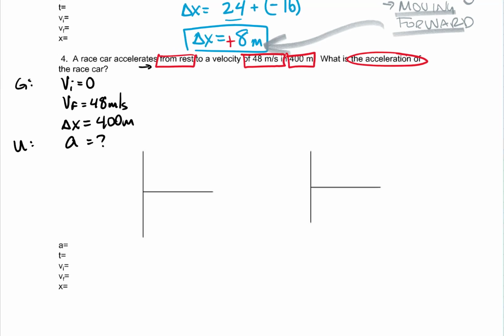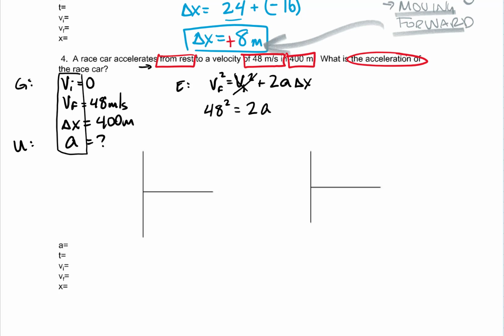is the acceleration. So if we box all this up, what we see is v initial, v final, delta x, and acceleration. Looking through all of our equations, the one equation that goes with that is v final squared is equal to v initial squared plus 2a delta x. V initial is 0, we can make that go away. Let's plug in everything else. 48 squared is equal to 2 times the acceleration times 400 meters.